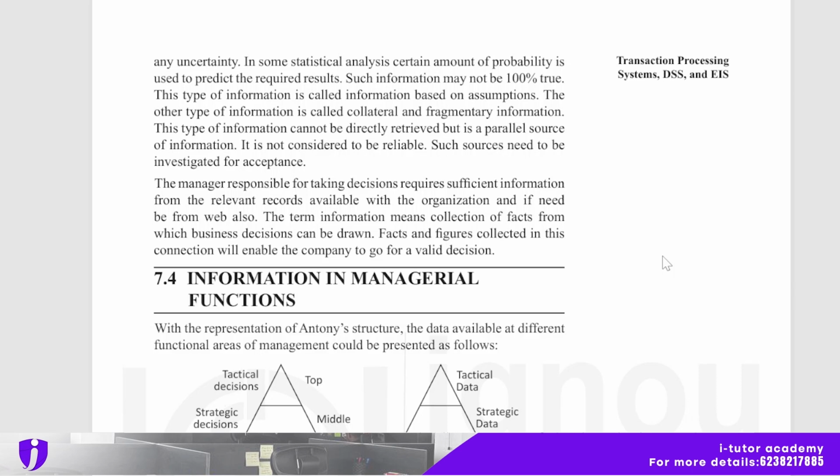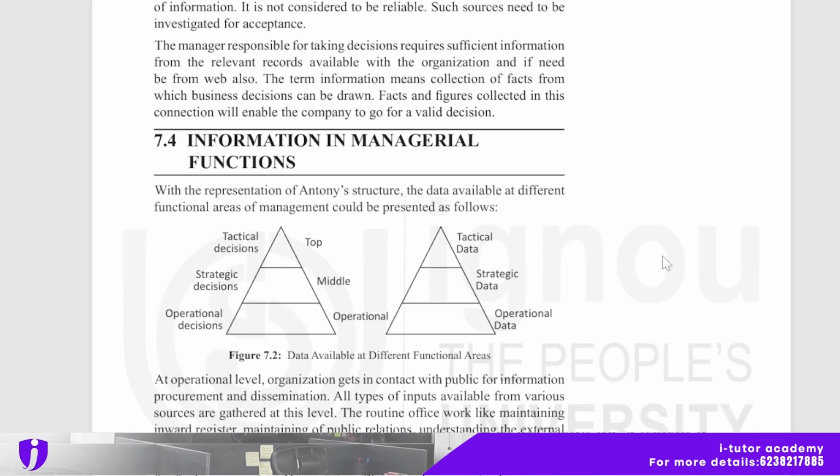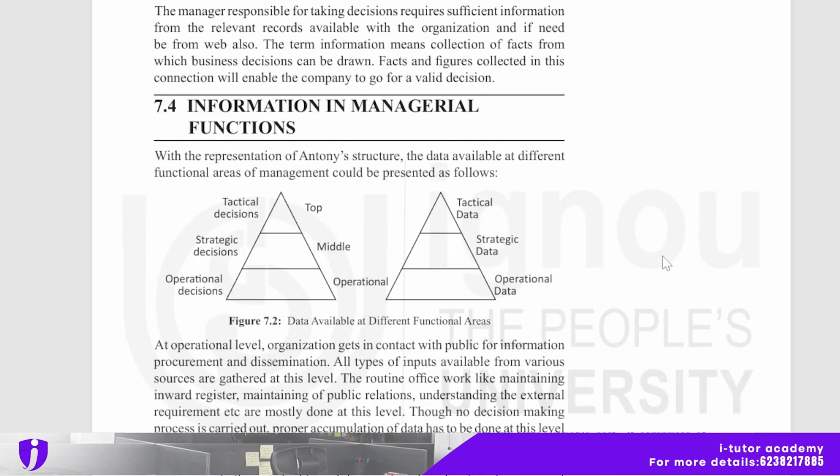The manager responsible for taking decisions requires sufficient information from the relevant records available with the organization, and if need be, from the web also. The term information means a collection of facts from which business decisions can be drawn. Facts and figures collected in this connection will enable the company to go for a valid decision. Information in managerial function: with the representation of Anthony's structure, the data available at different functional areas of management could be presented as follows.